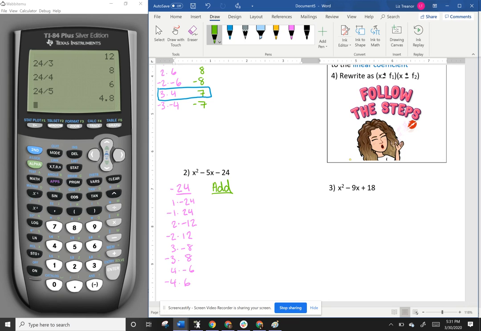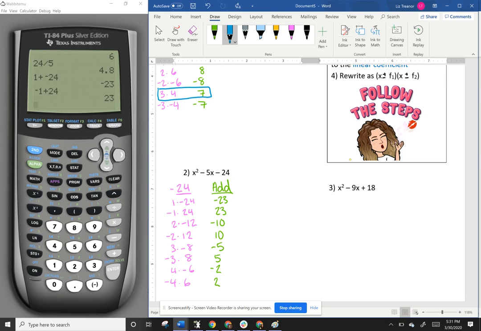Right, and please feel free to use a calculator if you need to. So this would be 1 plus negative 24. You get negative 23. Negative 1 plus 24. You get positive 23. And all the answers should be positives and negatives, like in the last example. So 2 plus negative 12 is negative 10. Negative 2 plus 12 is positive 10. 3 plus negative 8 is negative 5. Negative 3 plus 8 is positive 5. 4 plus negative 6 is negative 2. And negative 4 plus positive 6 is positive 2.